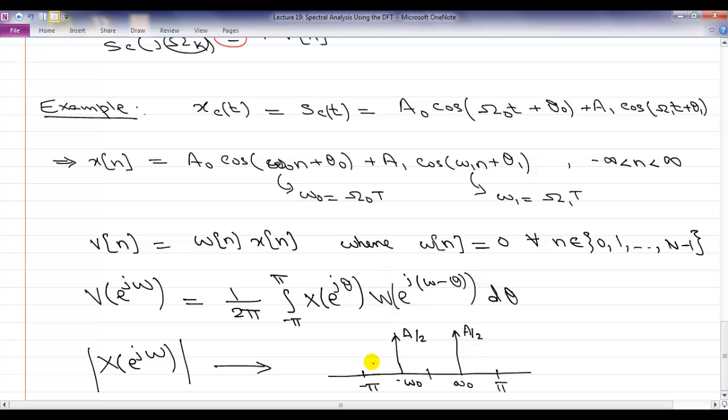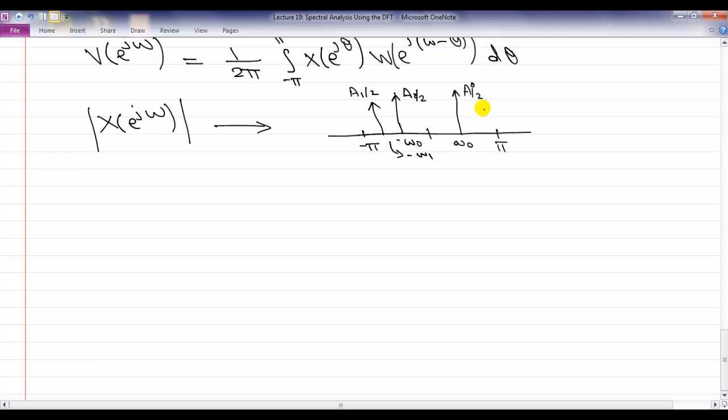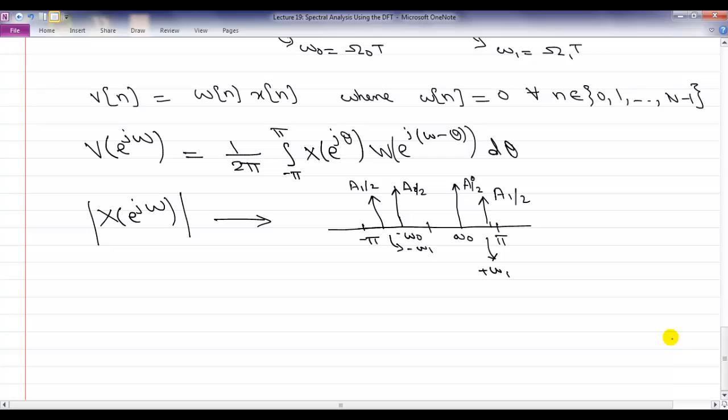Similarly, I will have another impulse at omega 1 of height A1 by 2, and another at minus omega 1, also of height A1 by 2. So let's look at what is going to happen when you do periodic convolution.